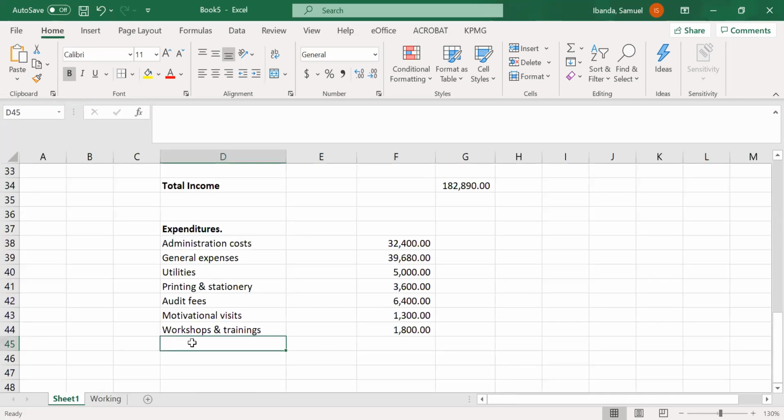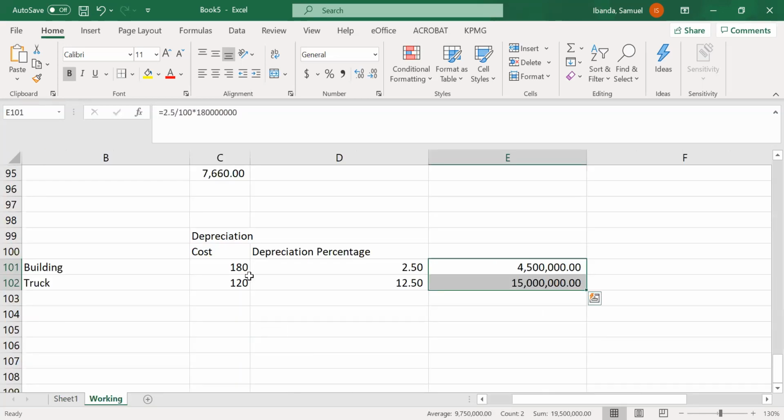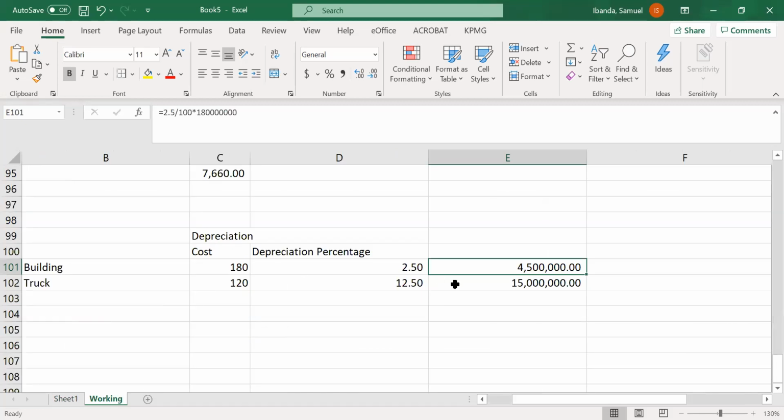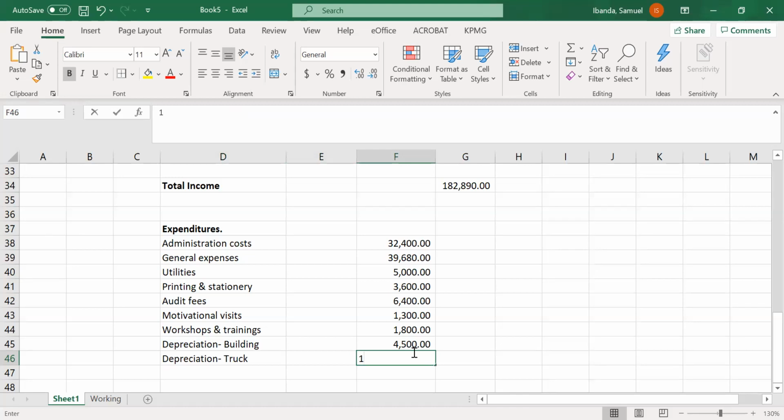So I'll just come here. It's a depreciation. Building is 4,500. Then depreciation truck is 15,000.